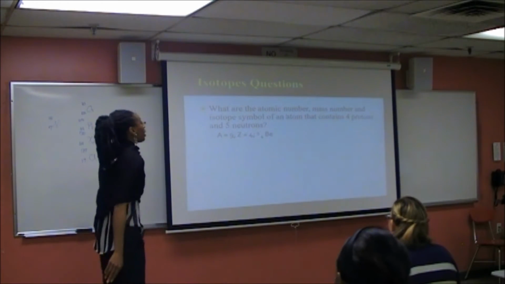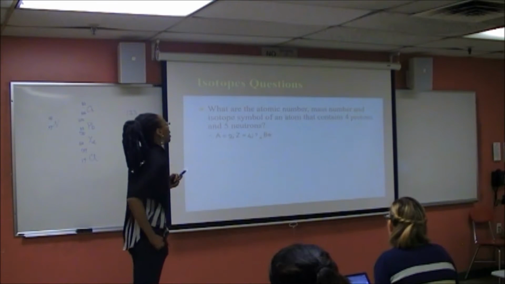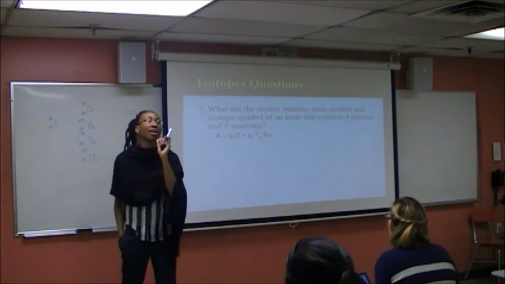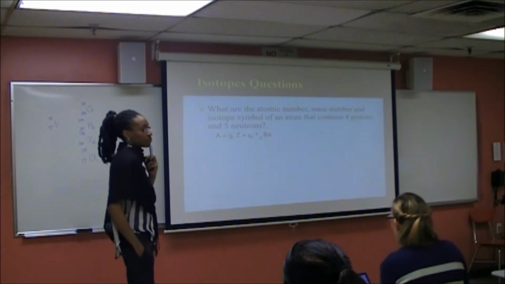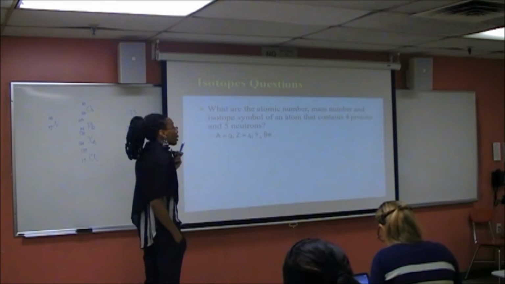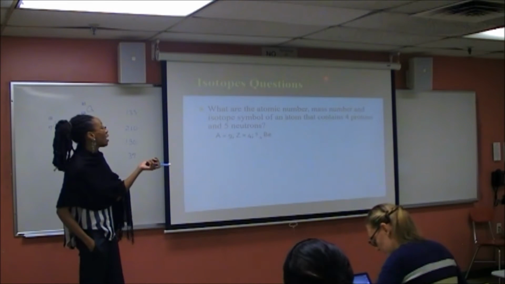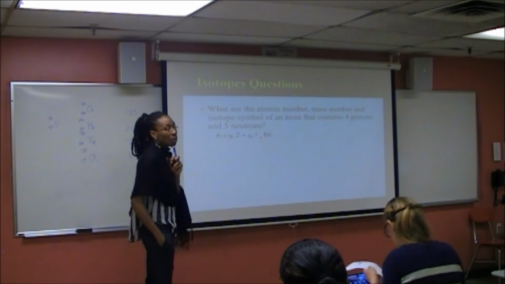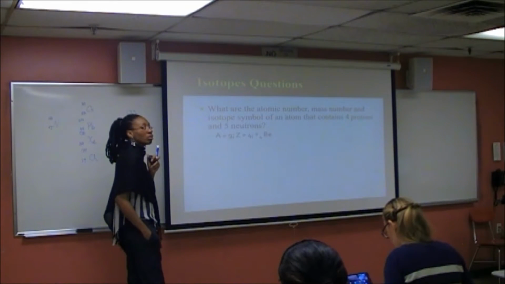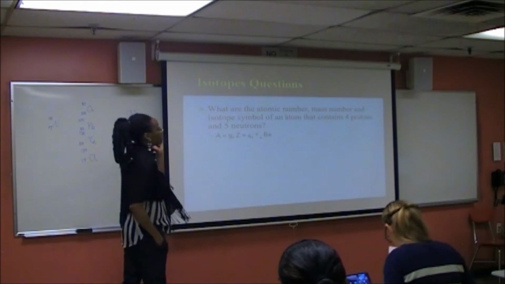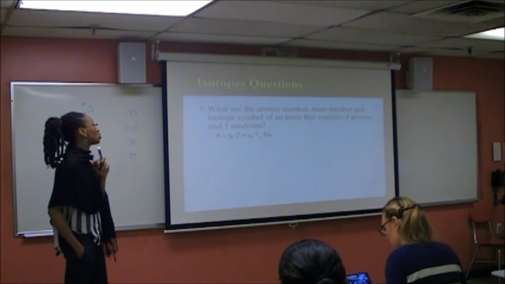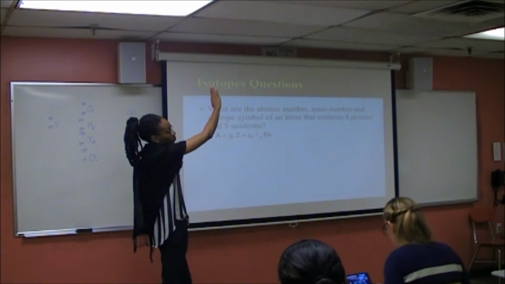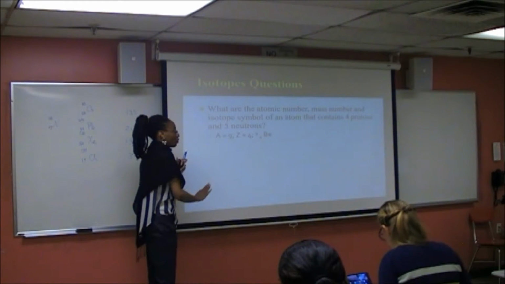What are the atomic number, mass number, and the isotope symbol of an atom that contains 4 protons and 5 neutrons? The mass number is going to be 9 because you have 4 protons and 5 neutrons. Beryllium. How did we figure that out? There's number 4, 4 protons. So therefore our isotope symbol is Be, with 9 on top and 4 on the bottom. Good.